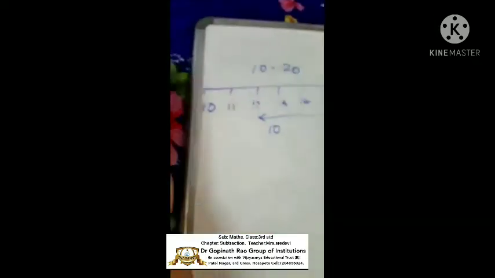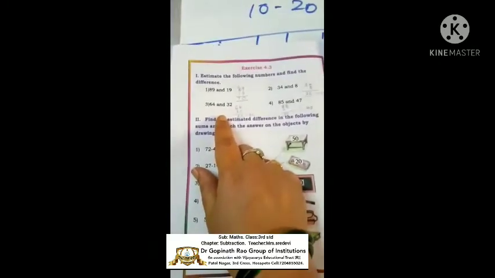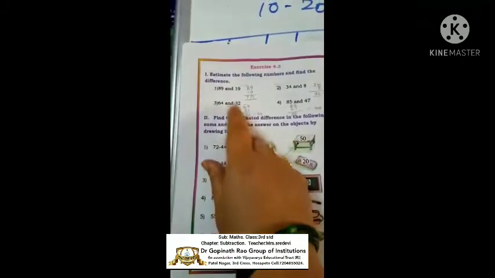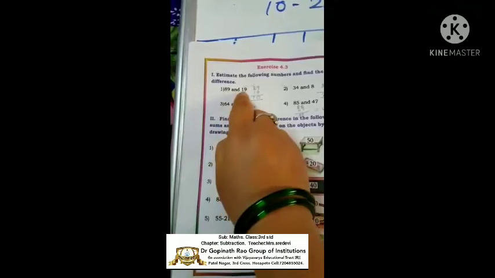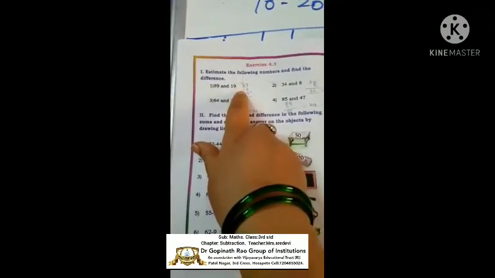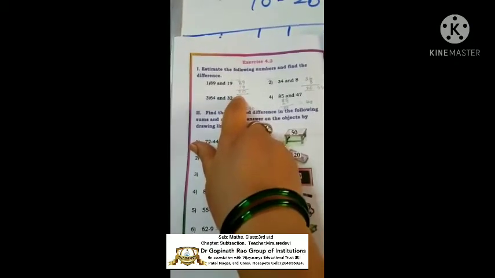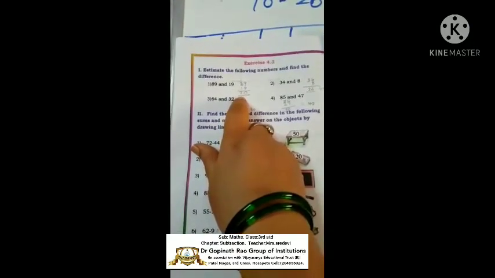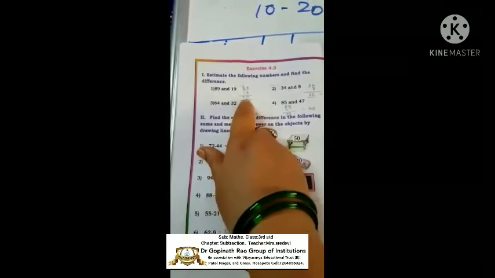Okay children, this is the way we have solved a given example in addition. In the same way we have done here. Estimate the following numbers and find the difference. So 89 and 19. What is the difference here? 89 minus 19 is 70. So the estimated value is 70 only, children.